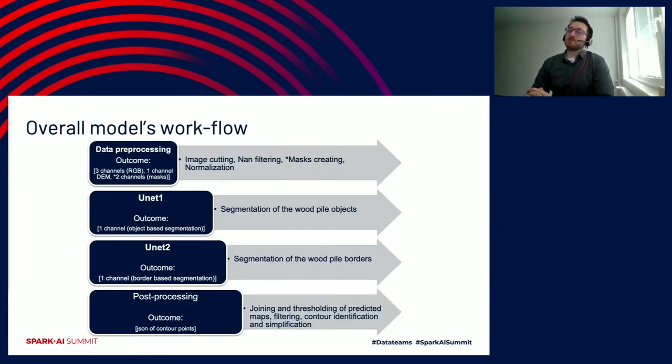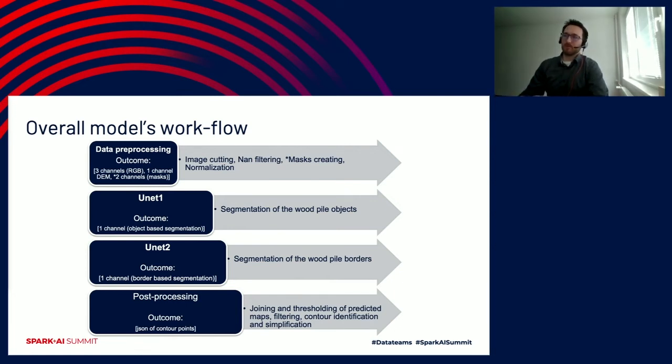To describe the overall model's workflow, it possesses four steps, four major procedures. The first one is related to data preprocessing. Basically, we need to normalize the RGB channels of the image as well as the digital elevation model. And also from the labels, we need to produce two masks. One mask is of wood objects and one mask is of wood pile borders.